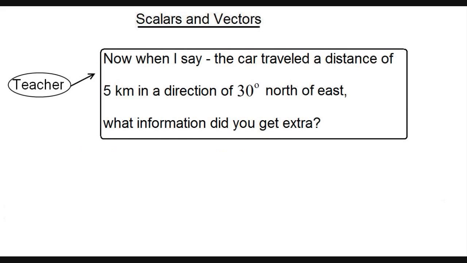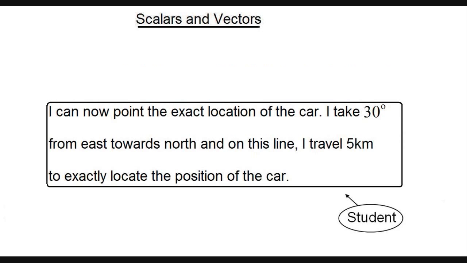Now when I say the car traveled a distance of 5 kilometers, in a direction of 30 degrees north of east, what information did you get extra? I can now point the exact location of the car. I take 30 degrees from east towards north, and on this line, I travel 5 kilometers to exactly locate the position of the car.